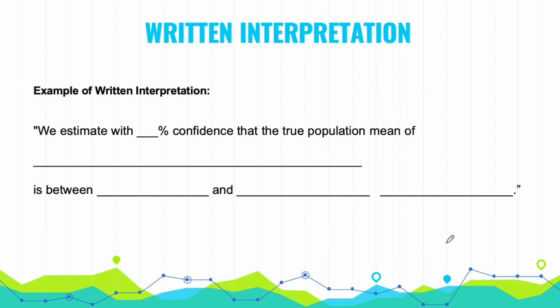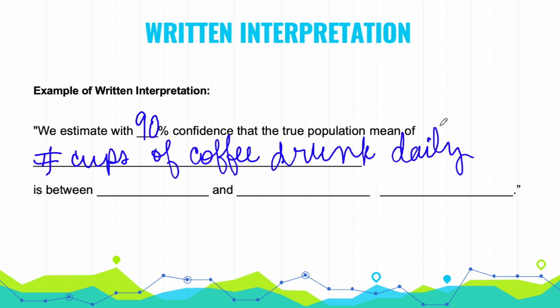So just for fun, let's make up a confidence interval example. Let's say that we estimated with 90% confidence that the true population mean of the number of cups of coffee drunk daily is between 1.5 and 2.5. Now make sure to always include your units. In this case, it's cups. So again, to read that out loud, we always have this formula. We estimate with 90% confidence that the true population mean of number of cups of coffee drunk daily is between, and then you give two values, your lower value, 1.5, and 2.5, your higher value, and include your units, cups.